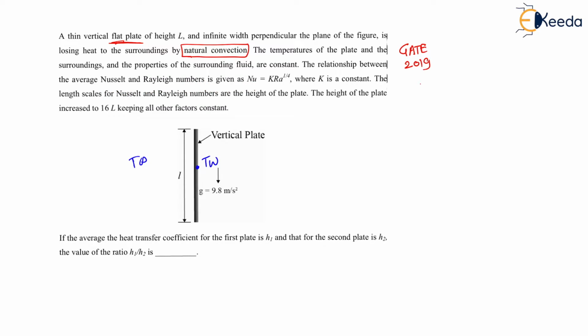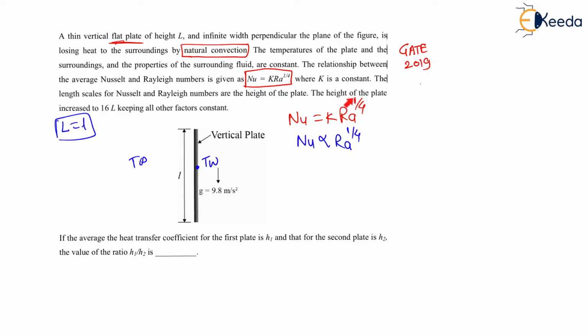Here they have provided the relationship between Nusselt number and Rayleigh number, that is, Nusselt number is equal to K into Rayleigh number power 1 by 4, where K is a constant. It means Nusselt number is directly proportional to Rayleigh number power 1 by 4, right? Then the length scale of the Nusselt and Rayleigh number is the height of the plate. Here we have to consider this height of the plate as the characteristic dimension. Therefore, we can say the characteristic dimension is equal to L, right?